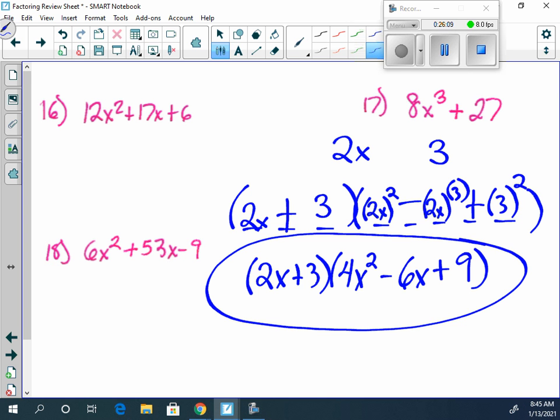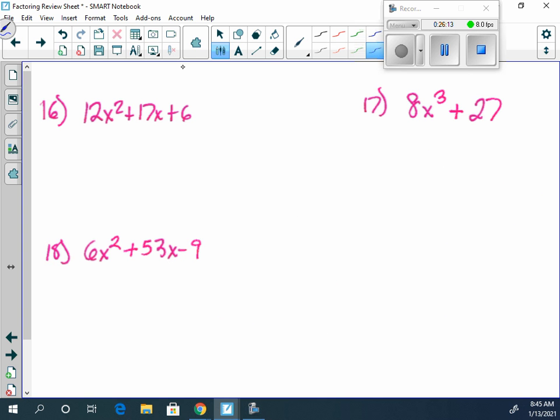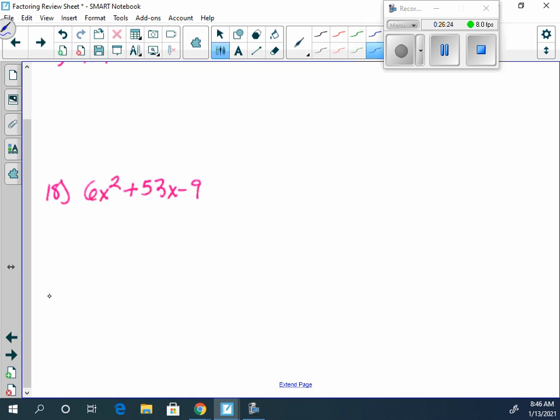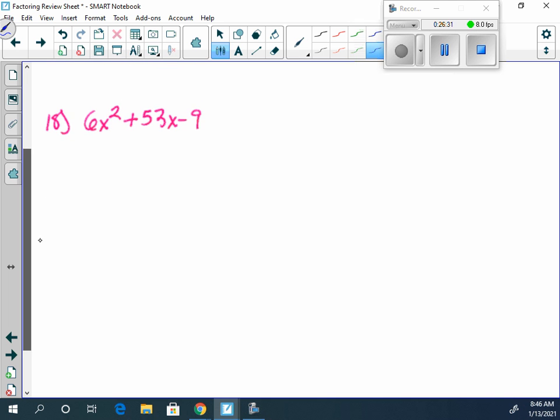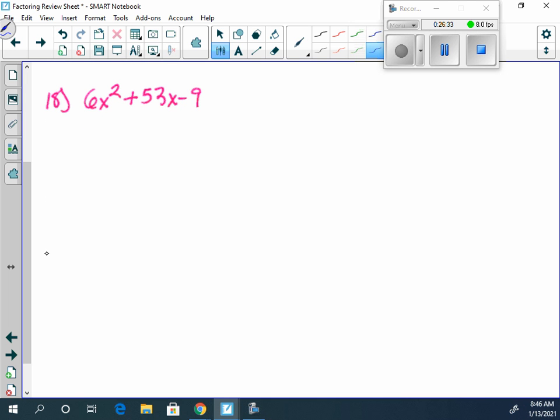Okay. I'm going to erase this here so I'll have more room. All right. Let's look at number 18. 6x squared plus 53x minus 9. Now, there's not a greatest common factor between all three. I mean, there is between 6x squared and 9, but the 53x kind of throws us off. Yes? Okay.